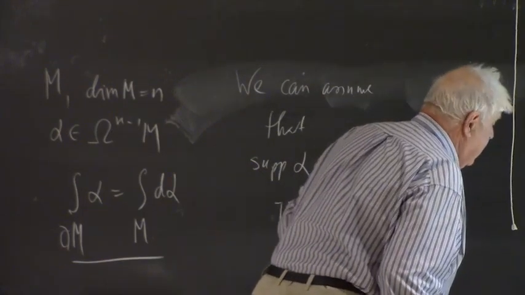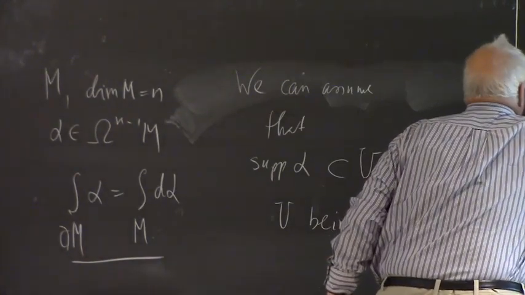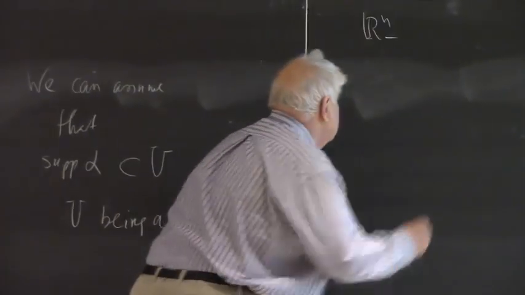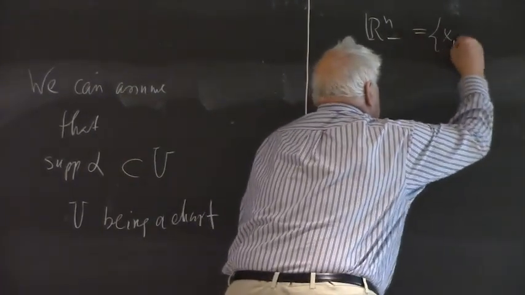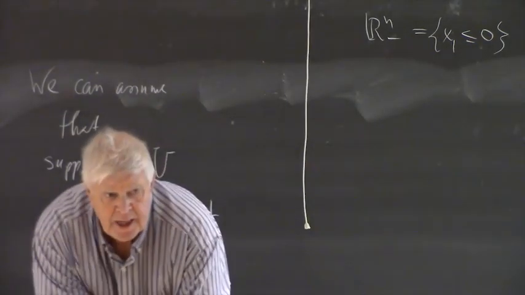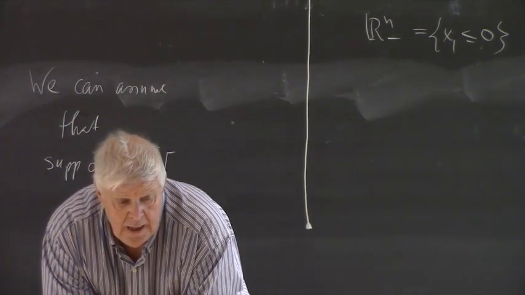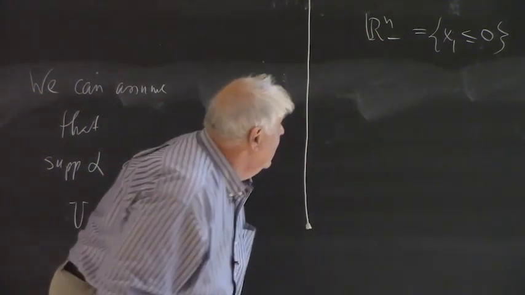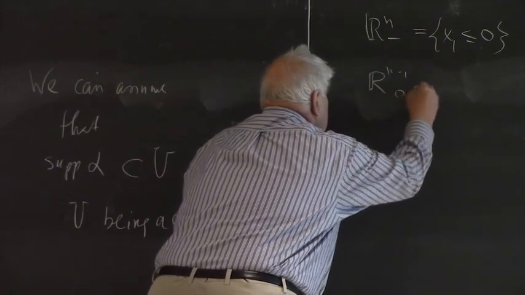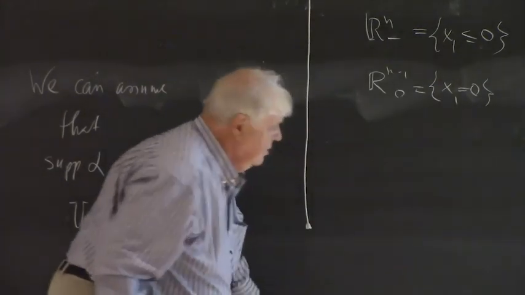Now, a chart. Again, I can suppose this chart, you remember there is such a thing as R^n minus. For my purposes now, it is convenient to consider this as the set where x1 is non-positive. There are various possibilities for that. And then the boundary of this is the set where x1 is 0.